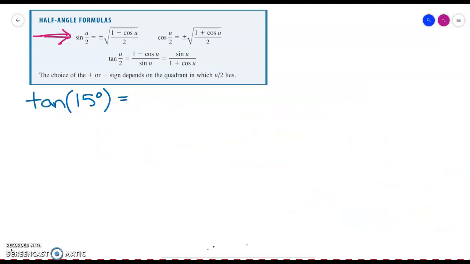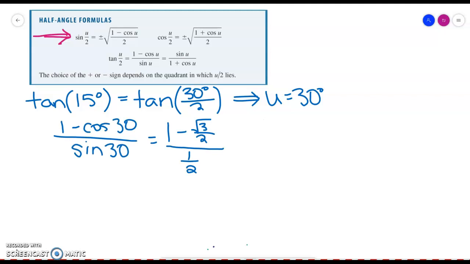All right, so the next problem we have is tangent of 15 degrees. 15 degrees is not on our unit circle. It's not one of our significant values, I should say, on our unit circle. But we know that if we double 15 degrees, we end up with 30, which is a significant value. So we'll go ahead and rewrite tangent of 15 as tangent of 30 divided by 2, where u equals 30 degrees. So if we plug it into our formula, we end up with 1 minus cosine of 30 divided by sine of 30.